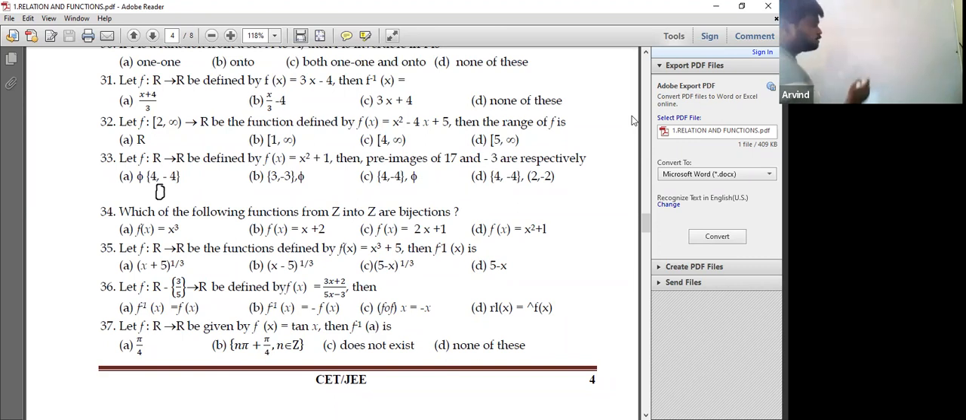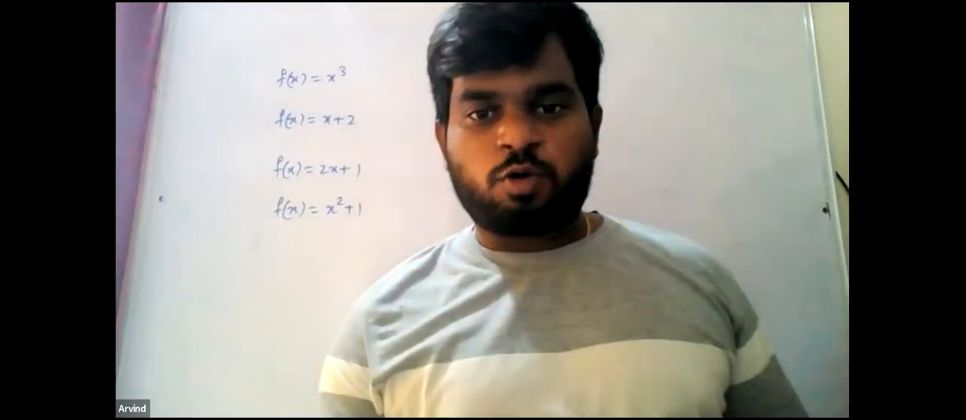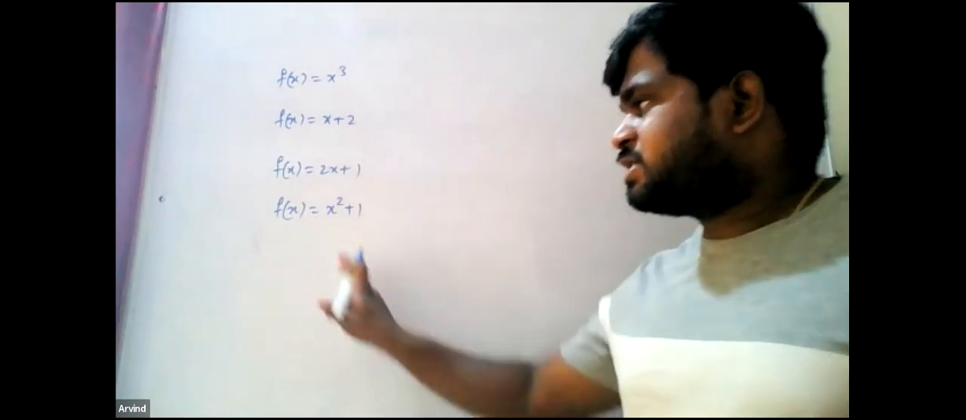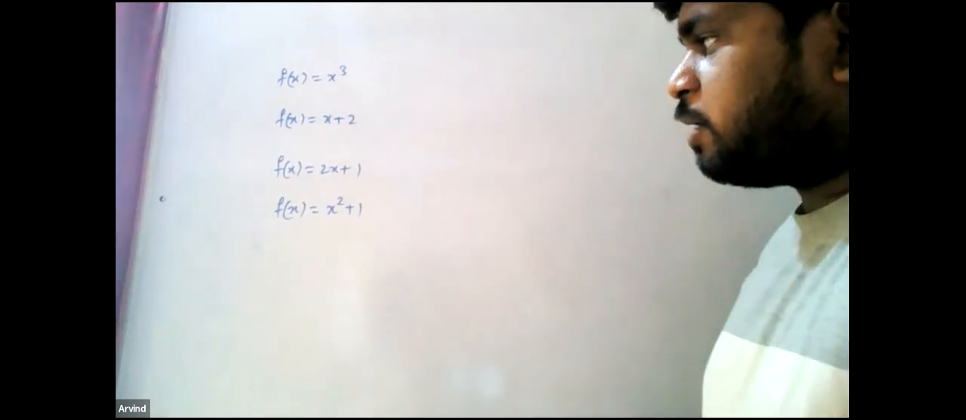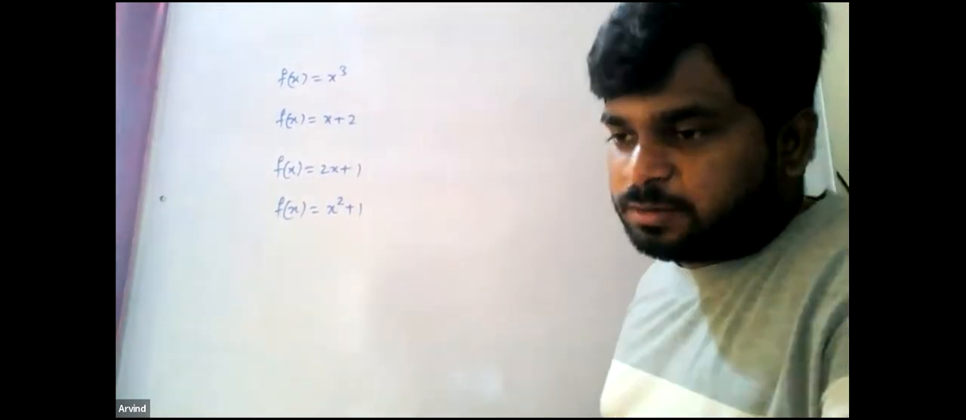Okay. So the functions are f of x is equal to x cube, f of x equals x plus 2, f of x equals 2x plus 1 and f of x equals x square plus 1. Okay. So let's check which is both 1-1 and onto. Let me start with the last one. Basically, it is not 1-1.